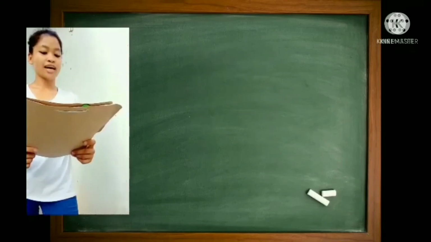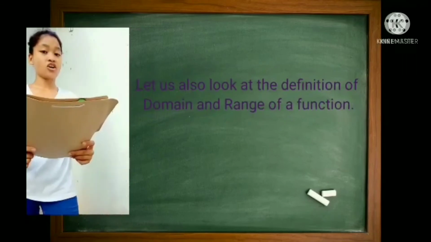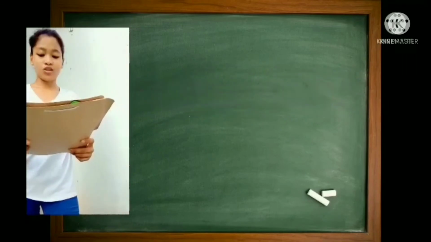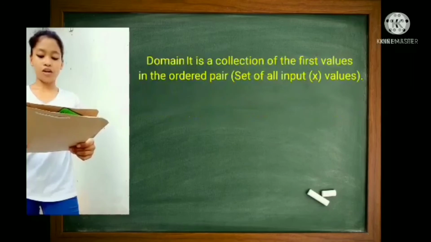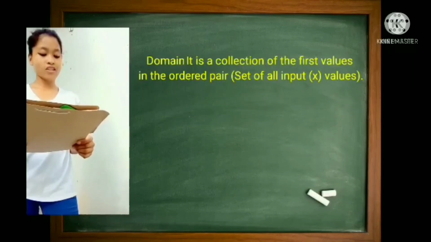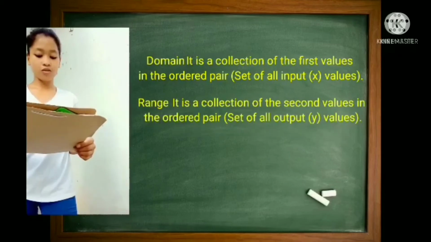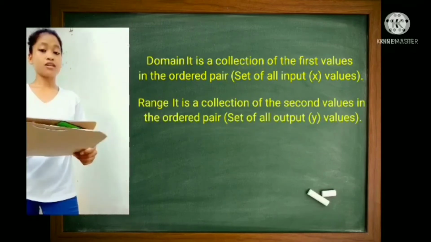Let us also look at the definition of the domain and range of a function. Domain is the collection of the first values of the ordered pairs, the set of all inputs. Range is the collection of the second values of the ordered pairs, the set of all outputs.